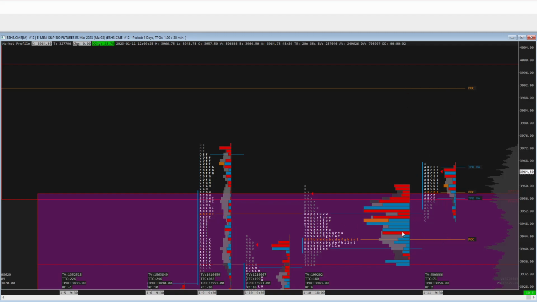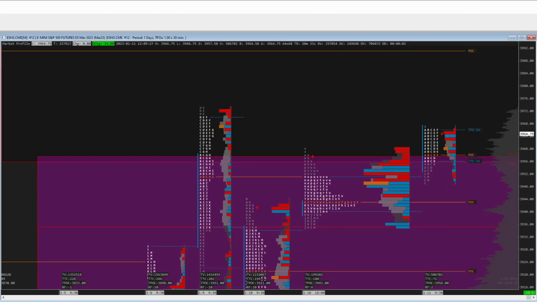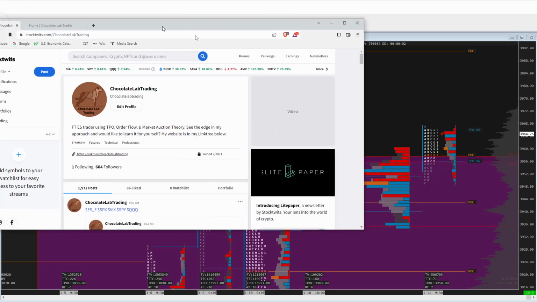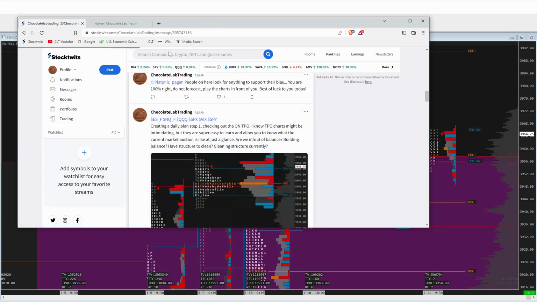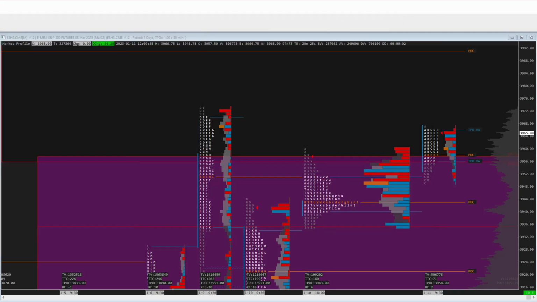So starting the daily plan, I always come here to the TPO. I post the daily plans every day on StockTwits and YouTube. So from the TPO, what am I looking at? Well, if you're unfamiliar with these, I know they look intimidating. So many traders put off learning this for so long, but they're super simple, like really. And when you learn it, you just take a quick glance and you get all the information you need.